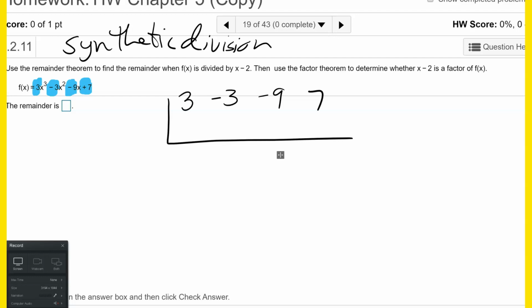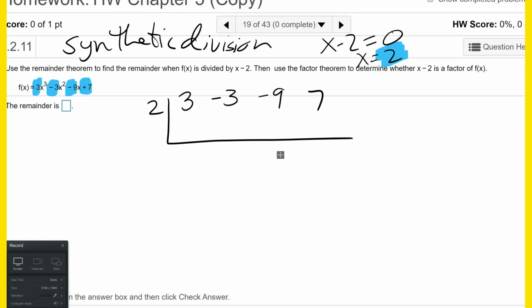What's going to go outside the box is the prospective solution or zero or root of this factor. We're dividing by x minus 2, so we're trying to decide: does x minus 2 divide evenly into that polynomial? In other words, is x minus 2 a factor? If it is, then we should be able to set it equal to 0 and get 2 as the zero, as the root. So this is what we're going to put on the outside of the box.